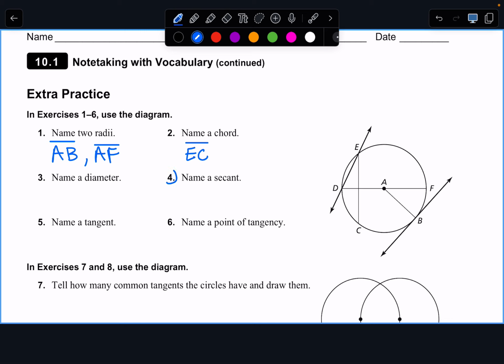I'm going to jump to secant. Is a secant a line or a segment? A line. So DE is a secant, but I better put a hat that is a line over it. Do you see what I'm emphasizing here?